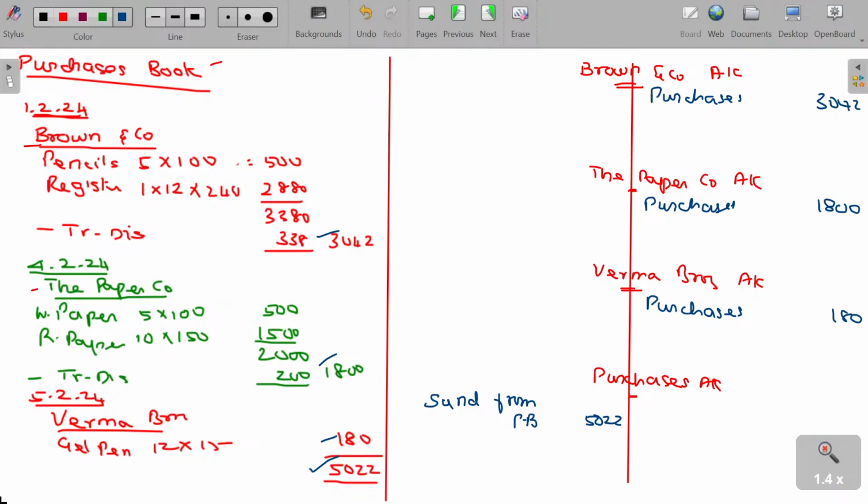If we follow the old model, the journal entry model, we could have passed 3 journal entries. For all the 3 journal entries in the purchase account, you have 3 lines. Purchases to Brown and Co. 3040, to Paper and Co. 1800, to Verma Brothers 180. 3 lines will be there. Now it's minimized to only 180.